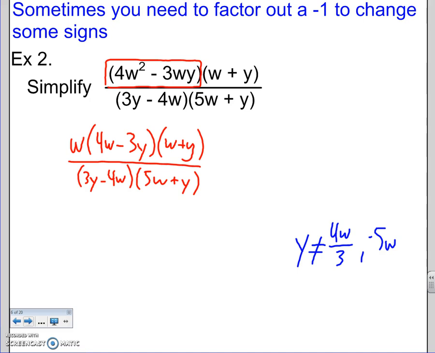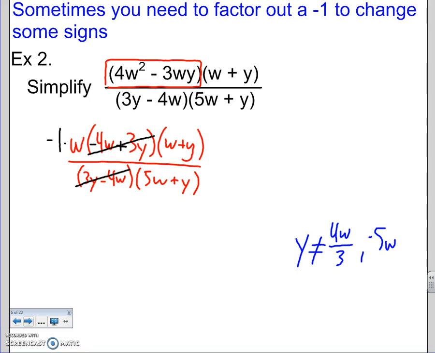Remember, you're allowed to rearrange the terms as long as you keep the sign. So my 4w on top is positive, 4w on bottom is negative. Well, to change signs, you just multiply by negative 1. So if I take out a negative 1, I'll put it on top. This turns to a negative 4w and a positive 3y. Well, positive 3y and negative 4w is the same as the bottom, so this actually cancels.